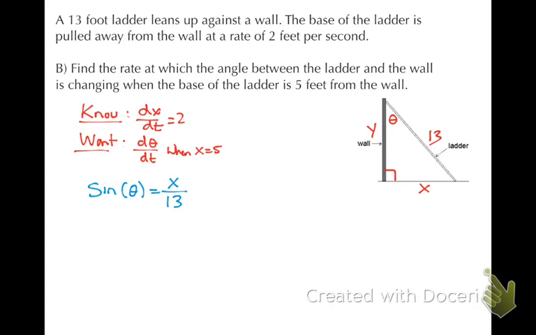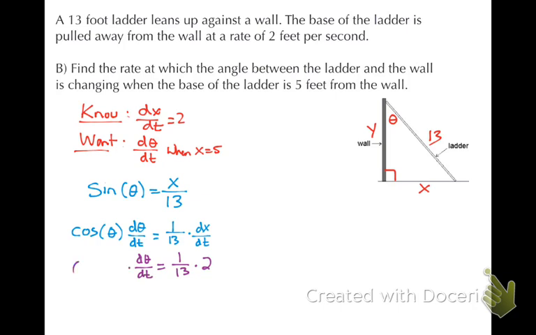So we're ready to differentiate both sides, and our derivative rule for sine is cosine. Now I've got to multiply by d theta/dt. That's our implicit differentiation there. x over 13, think of that as 1/13 times x. So when we differentiate, we'll get 1/13 times dx/dt. What do we know here? We know that dx/dt is 2. We're told that. We're trying to solve for d theta/dt, so that'll stay as an unknown.